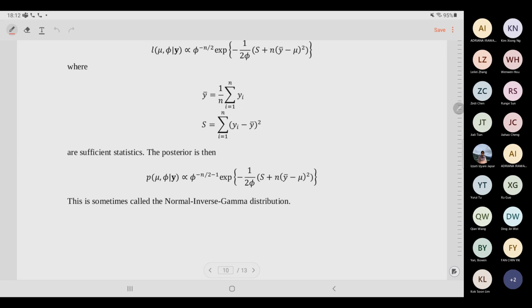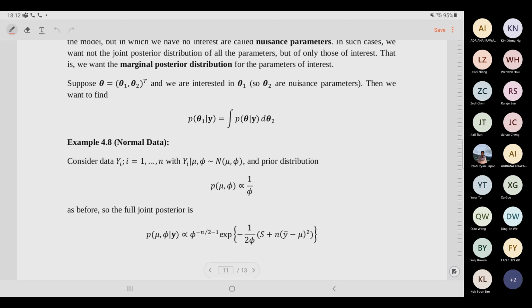And this is sometimes called the normal inverse gamma distribution. Okay, and we can see later why it's called normal inverse gamma, because the conditional distributions of mu and phi are actually normal and inverse gamma. Okay, so we can see that also in the next chapter.